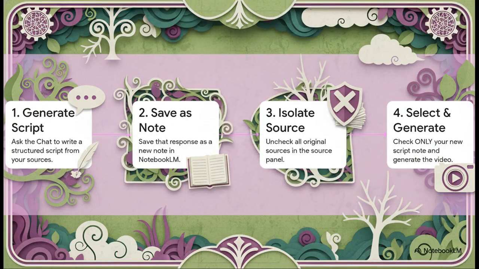And this, right here, is the beautifully simple solution. Instead of giving the AI a mess, we give it a finished script. First, you ask the chat to write the video script for you. Second, you save that perfect script as a brand new note. Third, and this is the magic step, you uncheck all your other original sources. Then finally, you generate the video using only that new script note. The AI literally has no other choice but to follow your script to the letter. It's the Feynman technique in action. We've just explained exactly what we want in the simplest possible terms for the AI.